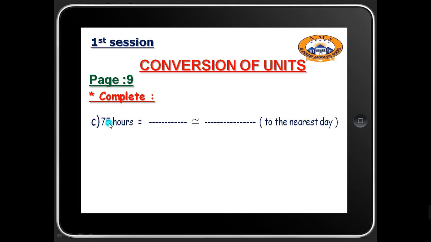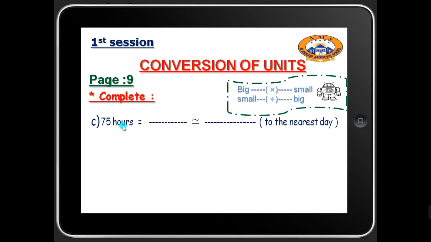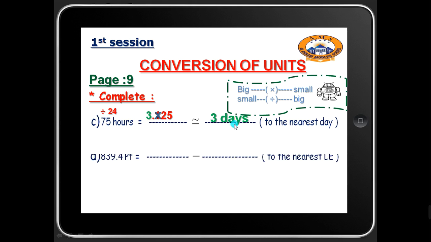Another example, from hours to days. From hour to day, here hour is the small unit. I'm going to divide it by 24. So the answer is going to be 3.125. We use the same steps. 3 is in the units place, so I will look at 1. 1 here is a weak number, so I will cancel the decimal part, and the answer is going to be 3 days.